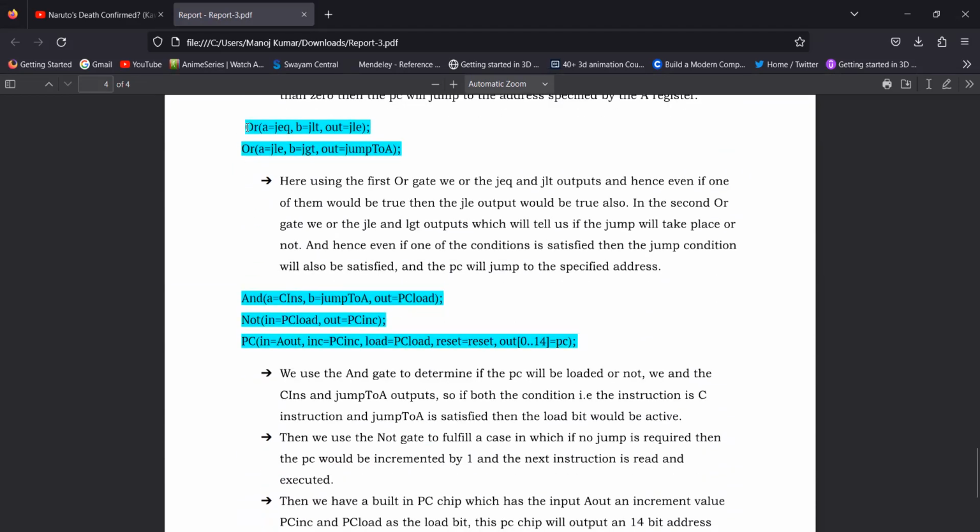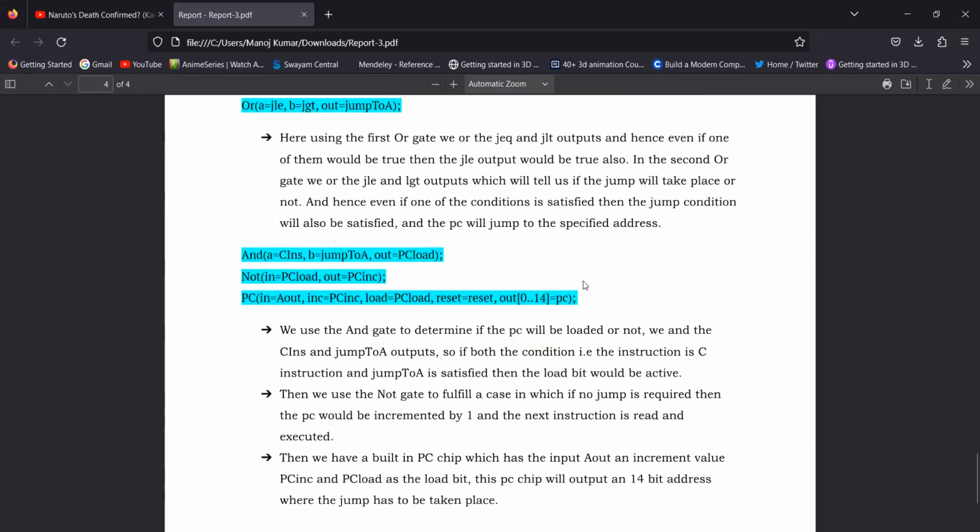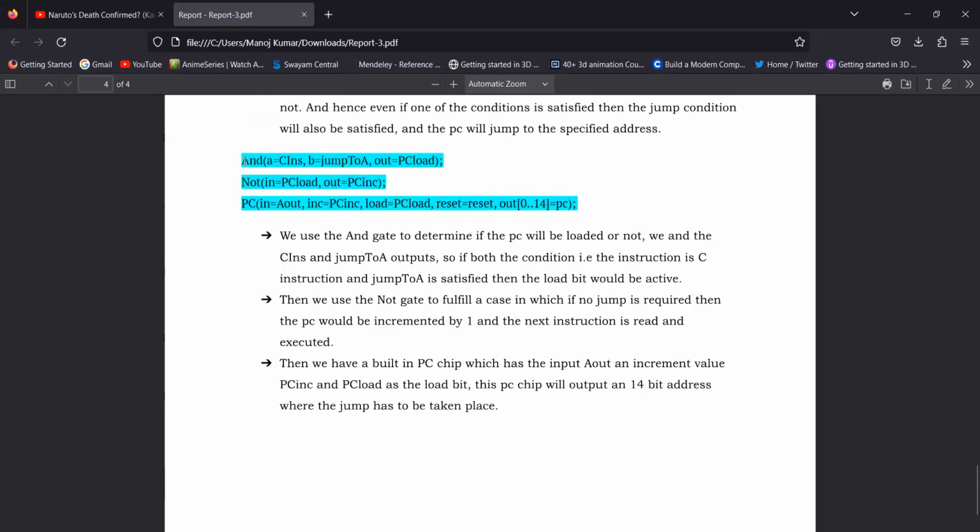The next 2-line instruction, in which we have used 2 OR gates, is just to decide whether the jump will take place or not. As we know, the OR gate will output a true value if any one of its inputs is true, and hence, if any one of the conditions is true, then the jump condition will also be satisfied, and the PC will jump to the specified address. In the next 3-line code, we have an AND gate, one NOT gate, and a PC chip. The AND gate is to determine whether the PC is to be loaded or not.